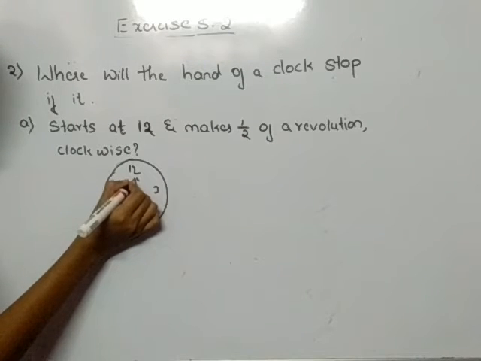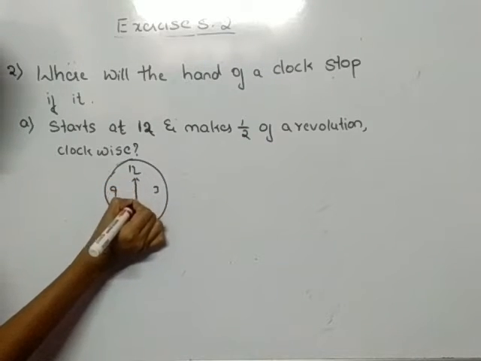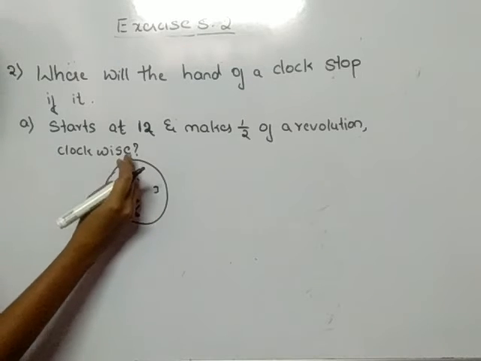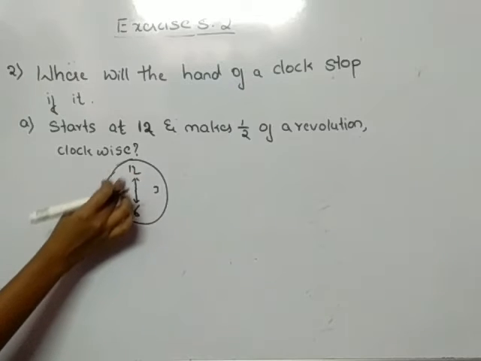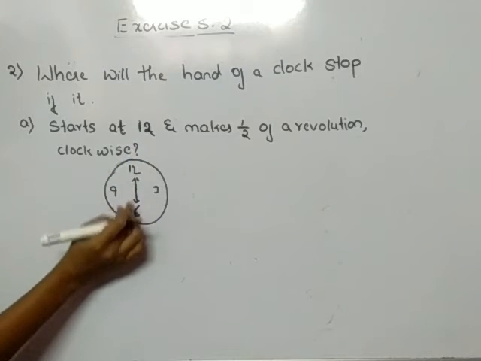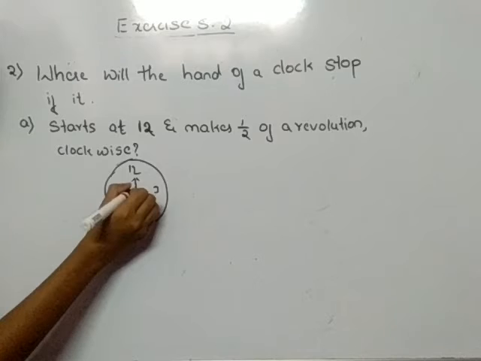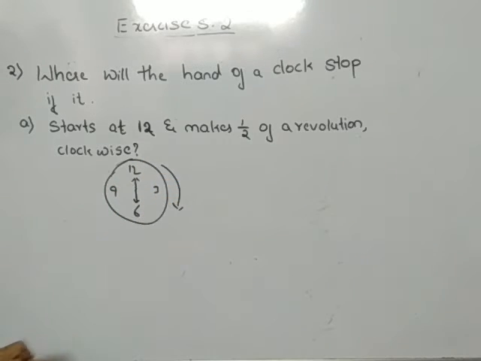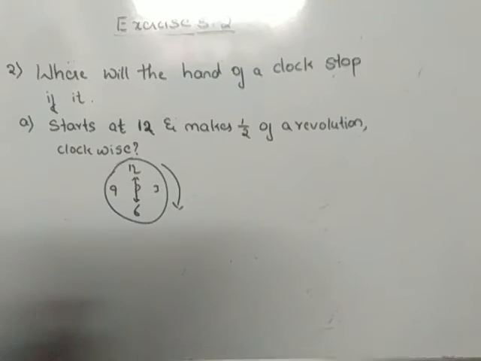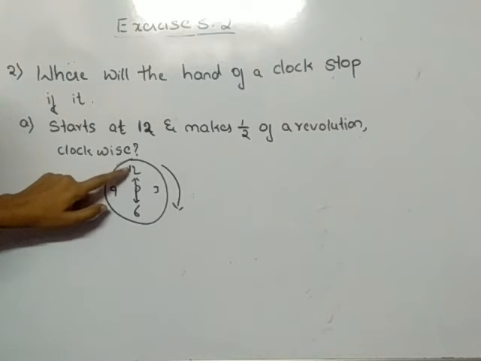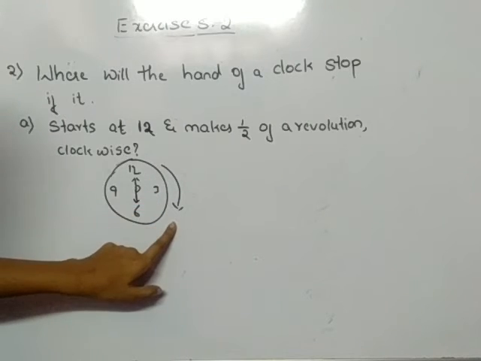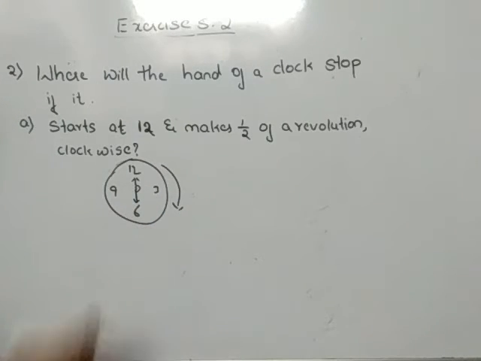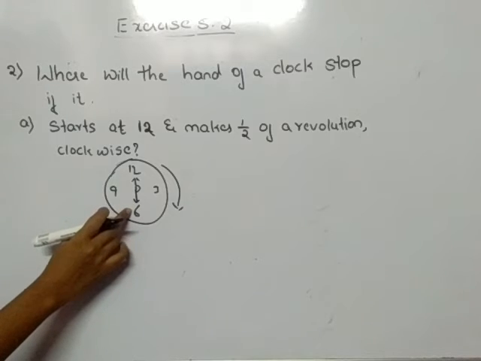Half of the revolution means it is nothing but a straight angle. Full revolution means one complete round, right? Half means it stops at the 6 now, right? It is rotating in a clockwise direction. So, if it starts from 12 and makes half of a revolution in a clockwise direction, then it is pointing towards the 6 here, isn't it?